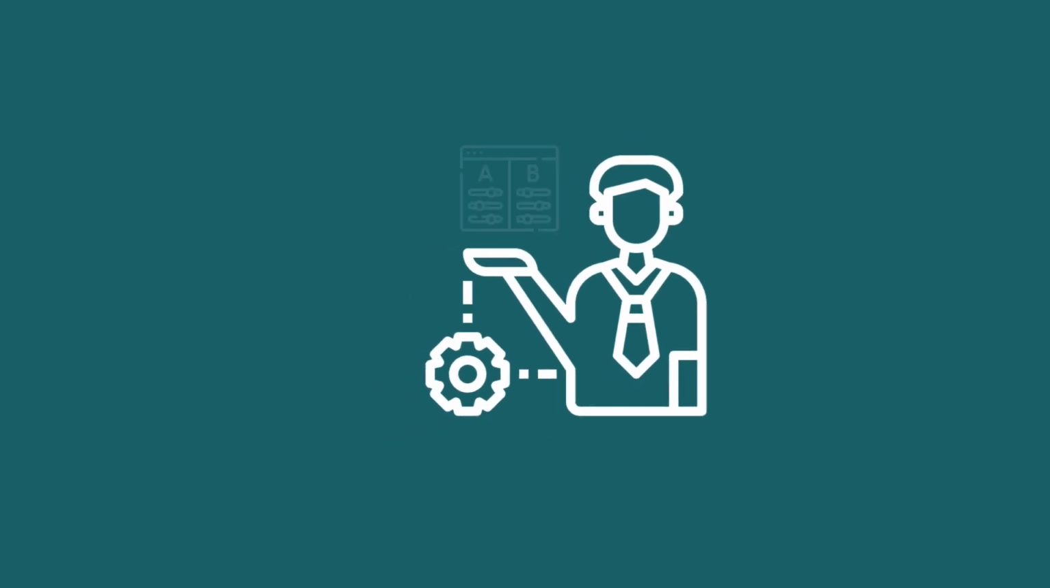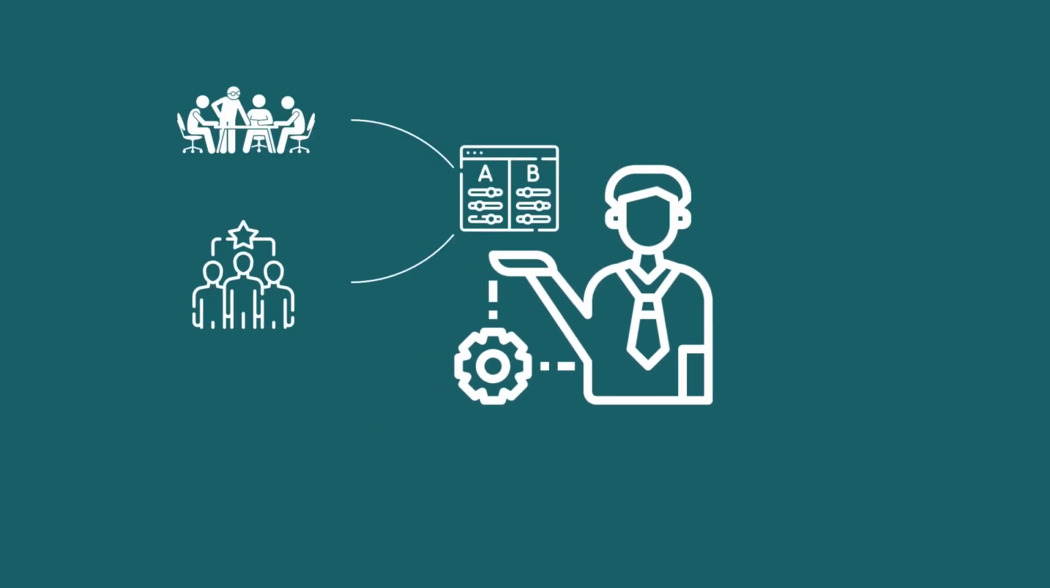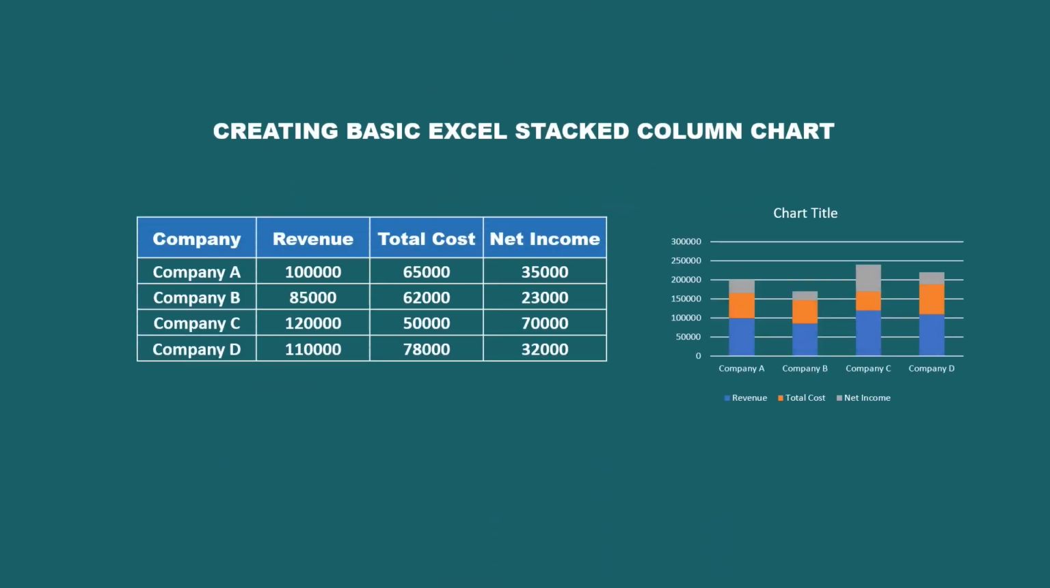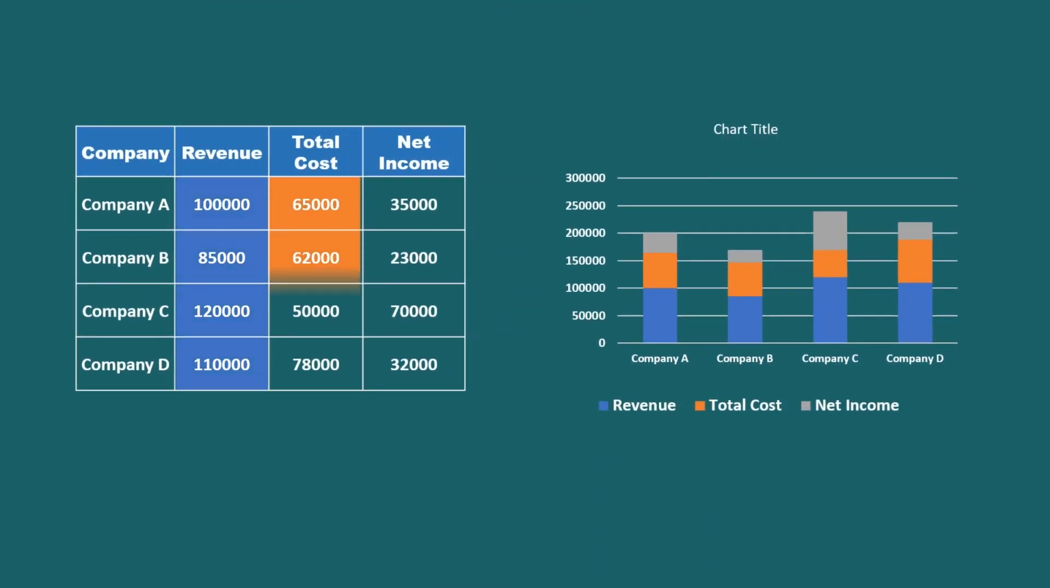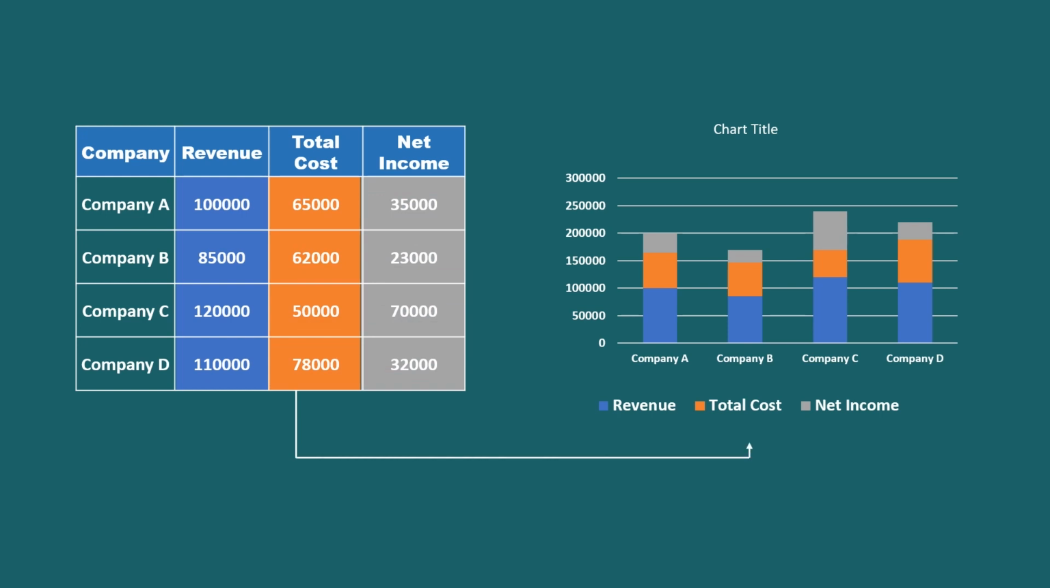If you want to compare how different groups or categories contribute to a total, then stacked column charts are a suitable option. Stacked column charts help to simplify complex data for easier understanding and provide useful insights.